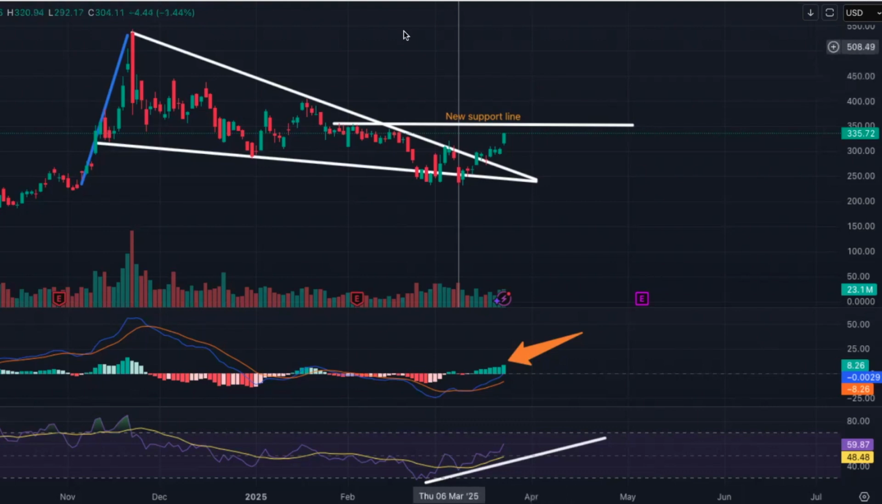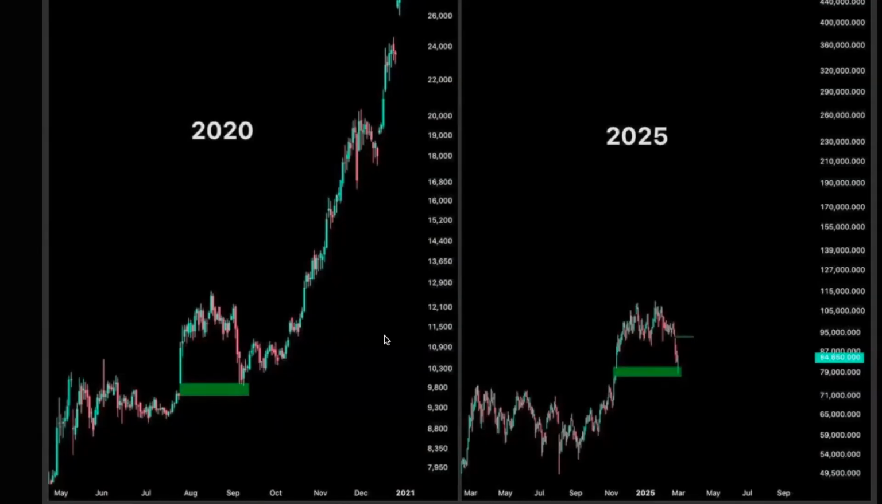But let's look at some updates on what we're hearing around the Bitcoin market. Here I want to just share a visual. Back in 2020, we saw that significant gap up, and then we saw that retracement. Are we seeing a similar pattern in this Bitcoin bull cycle?